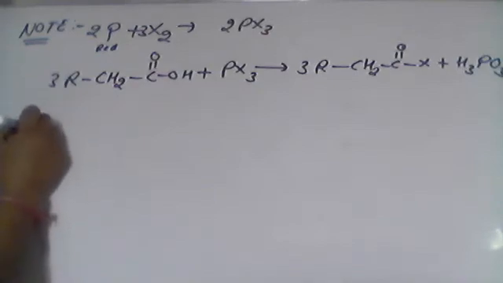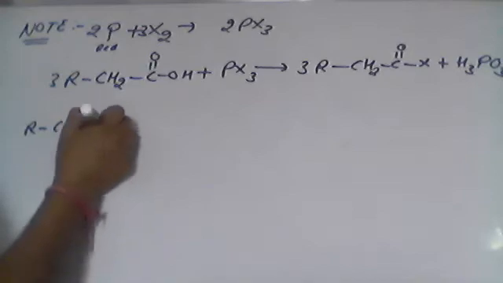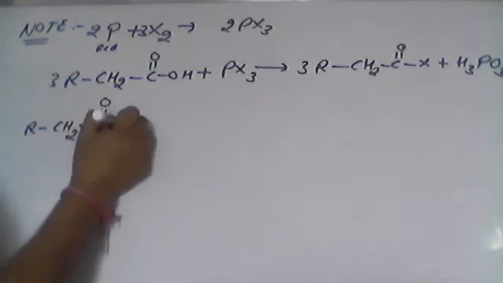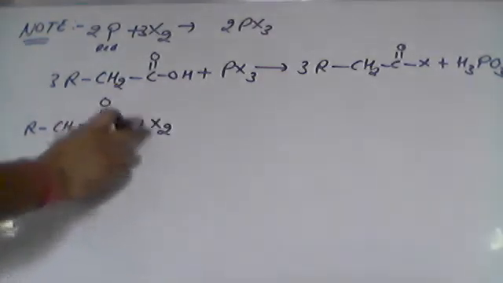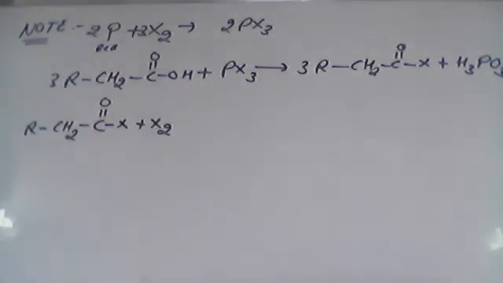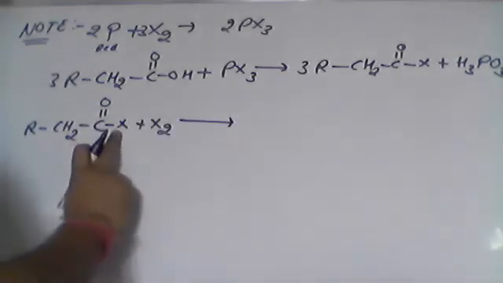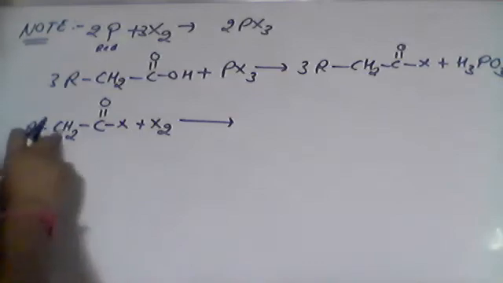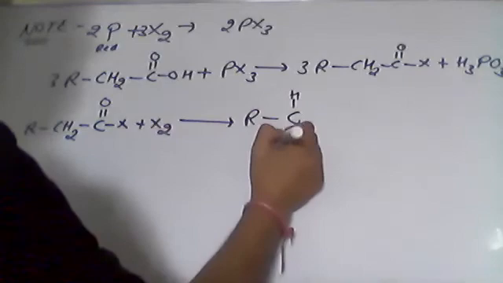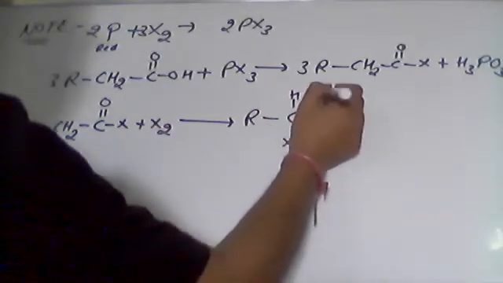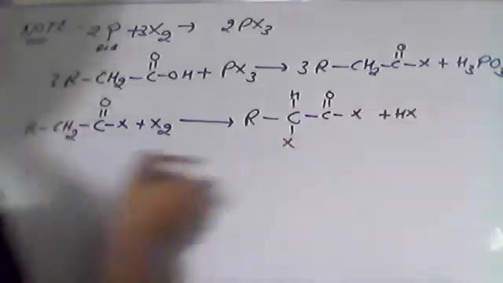See here, I will now take one molecule of R, CH2, C double bond O, X, which is going to react with the halogens back. Now in this case, the substitution is already done. So substitution is going to take place at the alpha position: R, C, H, X here, C double bond O, X, plus HX.